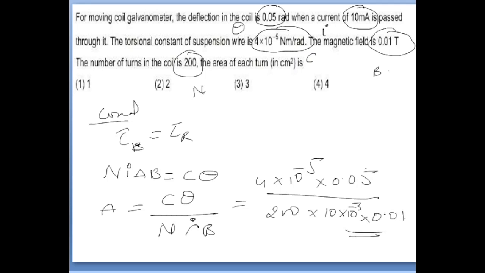If you cancel out all this, what will you get? I hope you will get 3 as the answer, I guess. No? If you cancel out all this, you will get... no, not 3. If you cancel out all this, you will get 1. 1 centimeter square is your answer. Okay, just do the cancellation.